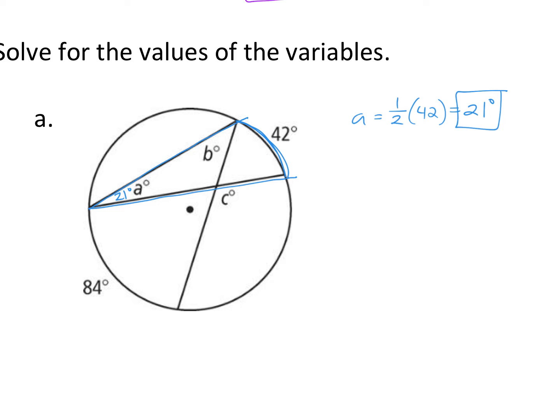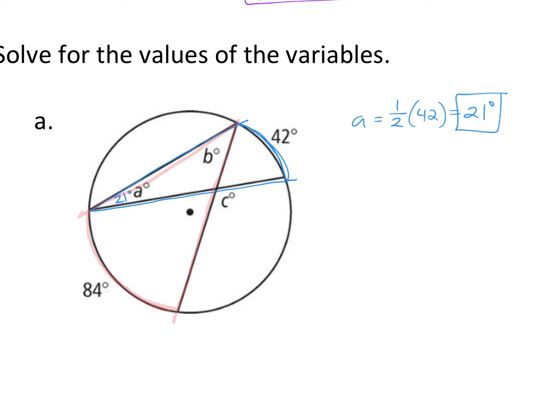Okay, how do you find B? Half of 84. B is going to be half of 84. So B opens up here and here. So this is your intercepted arc. So we're going to say B is half of 84. So that's 42. Okay. How do you find C?